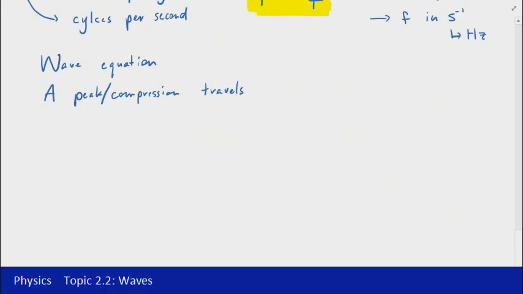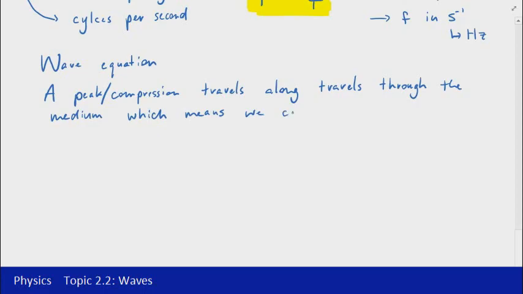We saw that in the previous video, that as the wave is traveling, we can follow a peak or a trough or a compression or a rarefaction, and we can see that that actually travels through the medium. And if it's traveling through the medium, we can then measure how far it's traveled, and we can time how long it takes to travel that distance. So that means we can calculate the wave speed. That's the last quantity that we need to look at, the wave speed itself.